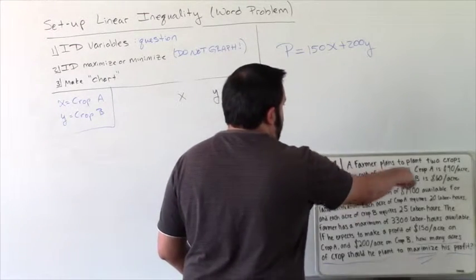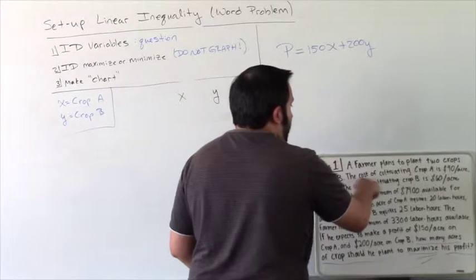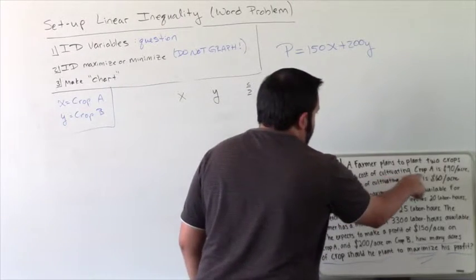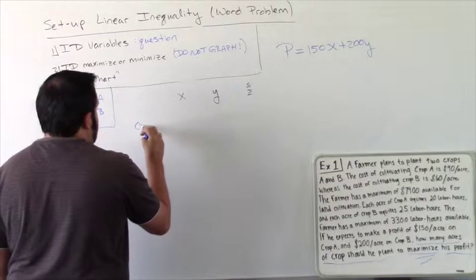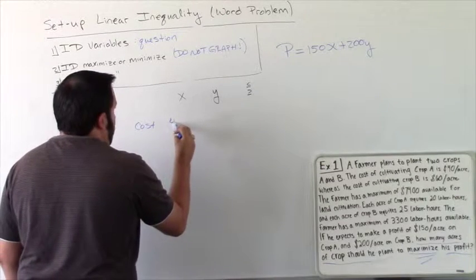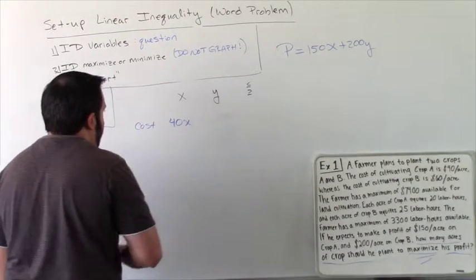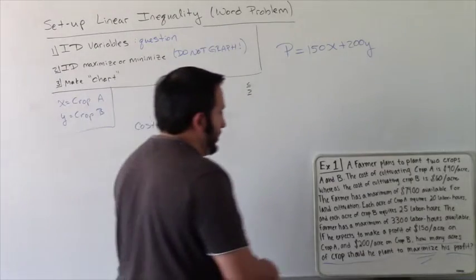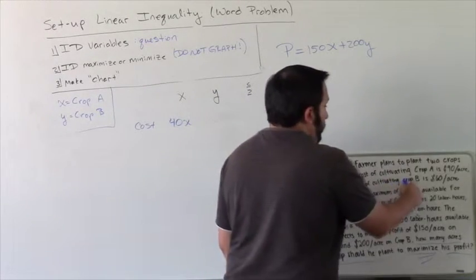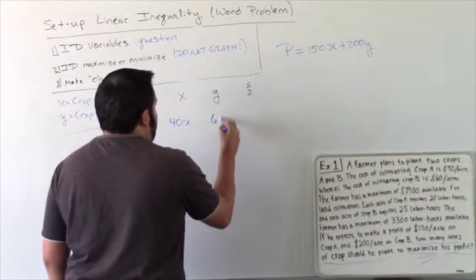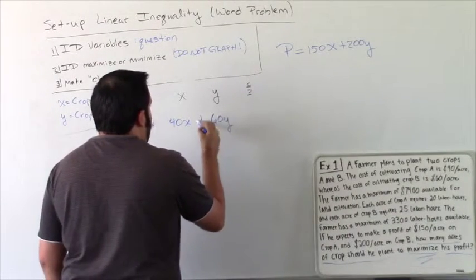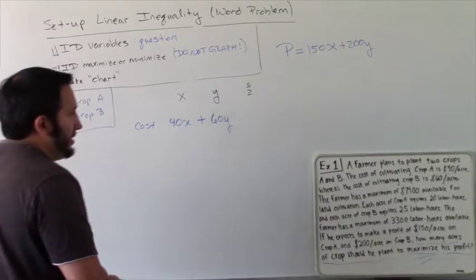A farmer plans to plant 2 crops, A and B. The cost of cultivating crop A is $40 per acre. So for cost, it's $40 for every acre of A, so it's going to be 40 times X. Whereas the cost of cultivating crop B is $60, so it will be 60Y. So for my cost, I have 40X plus 60Y.